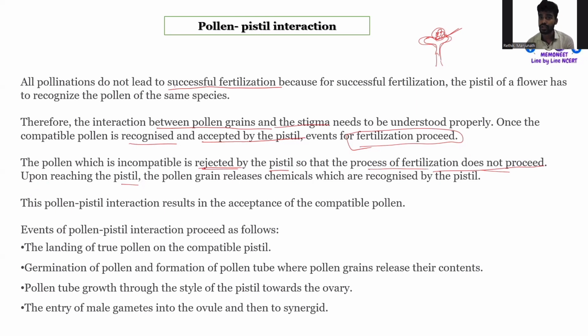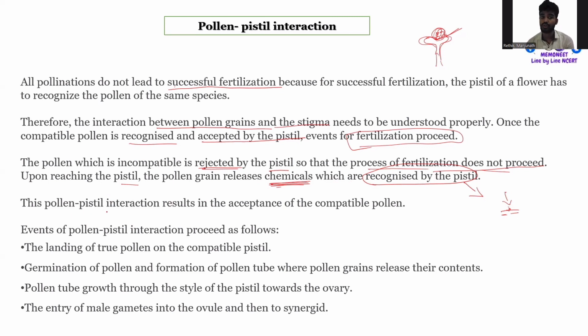Once the pollen grain reaches the surface of the pistil, it is going to release some chemicals, okay. These chemicals will be recognized by the pistil. If your question is how the pistil recognizes whether the pollen grain belongs to the same species or a different species, it is because once the pollen grain lands on the pistil, it releases certain chemicals. By those chemicals, the pistil recognizes whether it belongs to our species or some other species. Only then does fertilization take place, if it belongs to the same species.